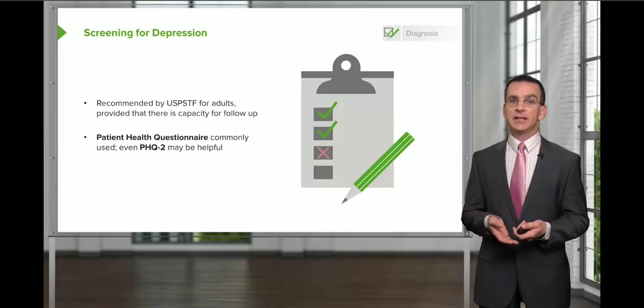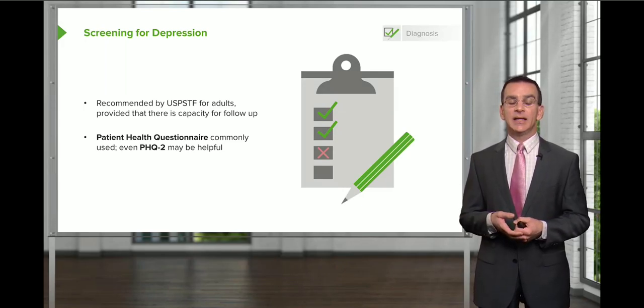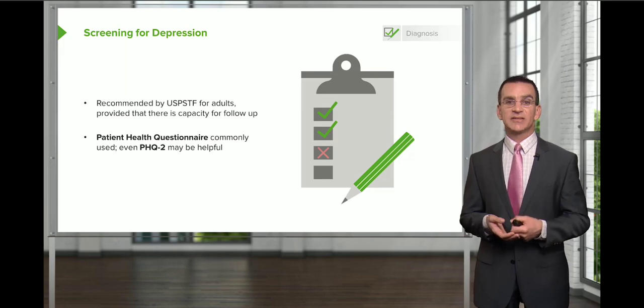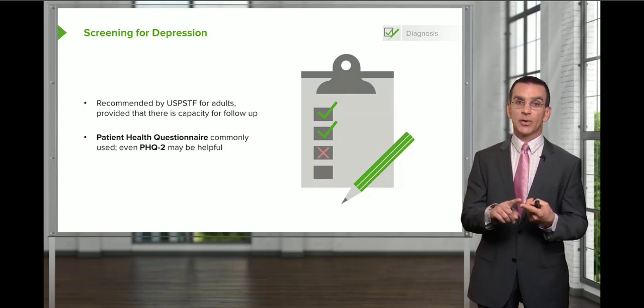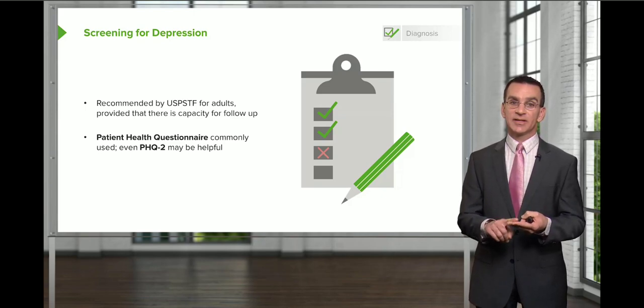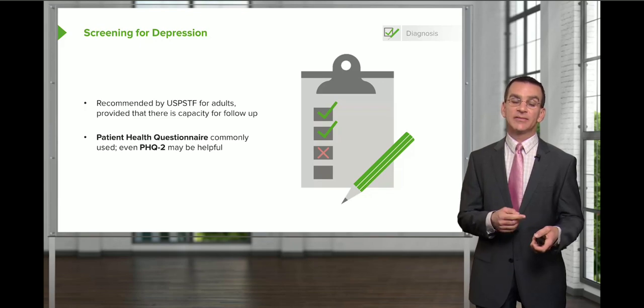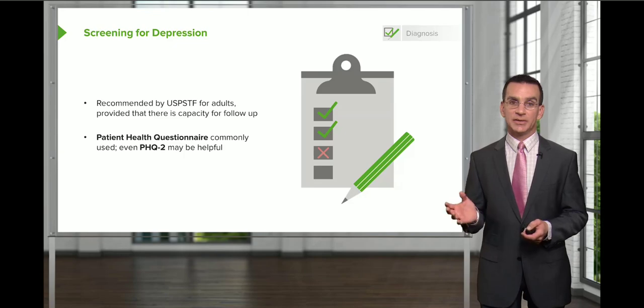How do we screen? The Patient Health Questionnaire is 9 items and has a good sensitivity and specificity for diagnosing depression. But there's another scale called the Patient Health Questionnaire 2, which is just 2 items related to depression or anhedonia in the past month. That's very sensitive for diagnosing depression, and if it's negative, the risk of the patient having depression is very, very small, and they don't need more screening.